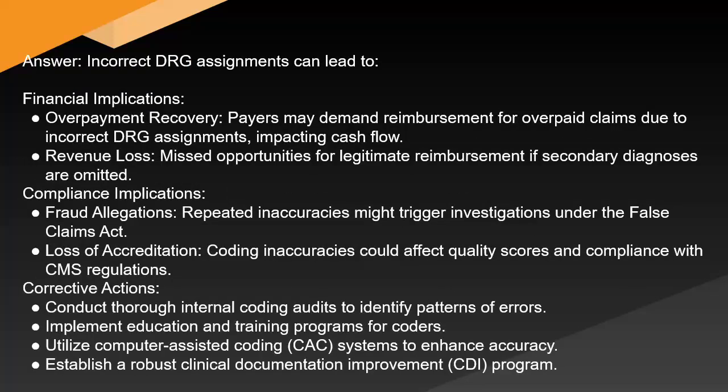Answer. Incorrect DRG assignments can lead to financial implications: overpayment recovery. Payers may demand reimbursement for overpaid claims due to incorrect DRG assignments, impacting cash flow. Revenue loss: missed opportunities for legitimate reimbursement if secondary diagnoses are omitted. Compliance implications: fraud allegations. Repeated inaccuracies might trigger investigations under the False Claims Act. Loss of accreditation. Coding inaccuracies could affect quality scores and compliance with CMS regulations.